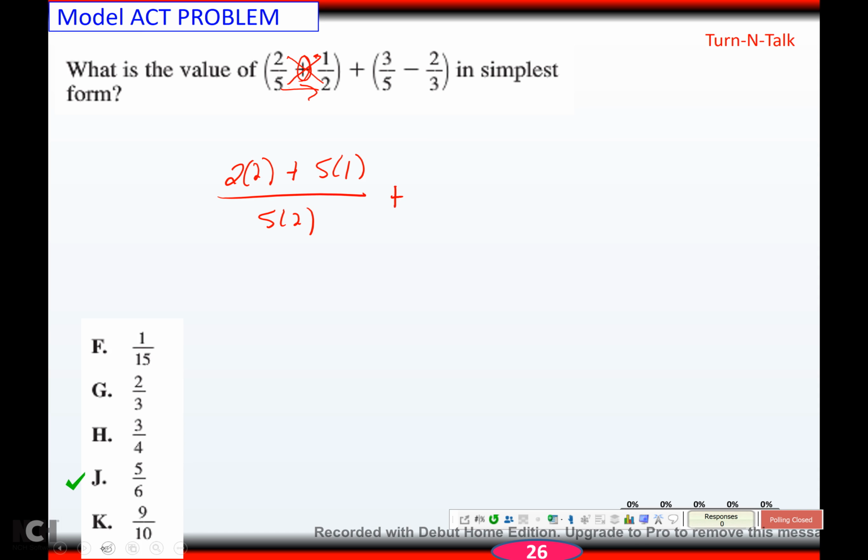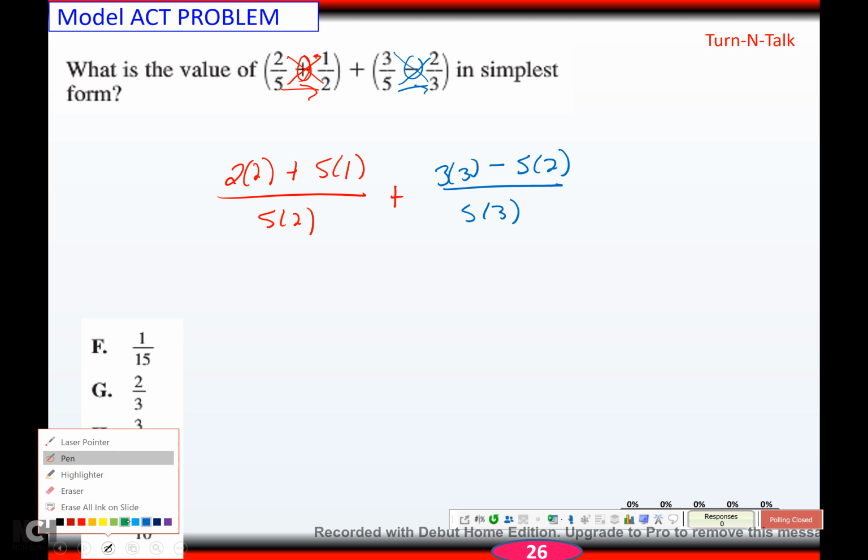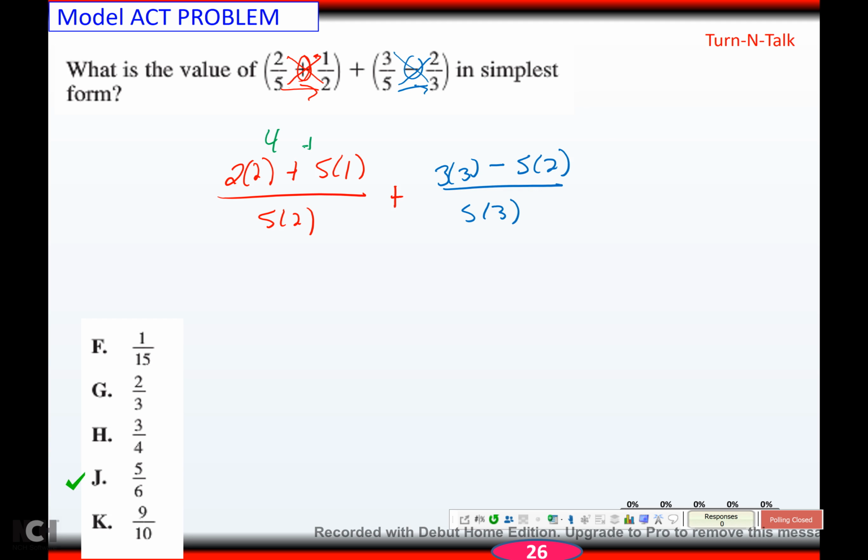Plus, if we do the second one, I have criss would be 3 times 3. Minus cross would be 5 times 2. Over straight across would be 5 times 3. And then if we simplify that, we get our answer. So this would be 4 plus 5 and 10, so that's 9/10. This is 9 minus 10, which is -1 over 15.